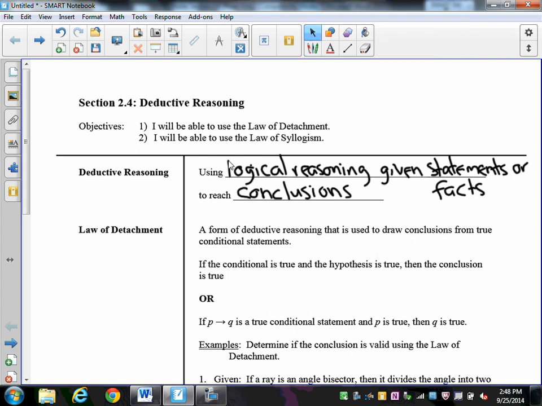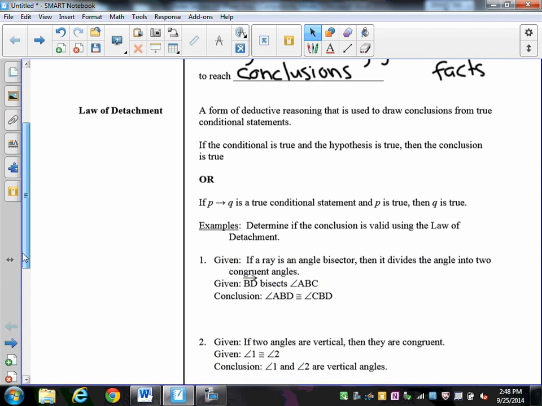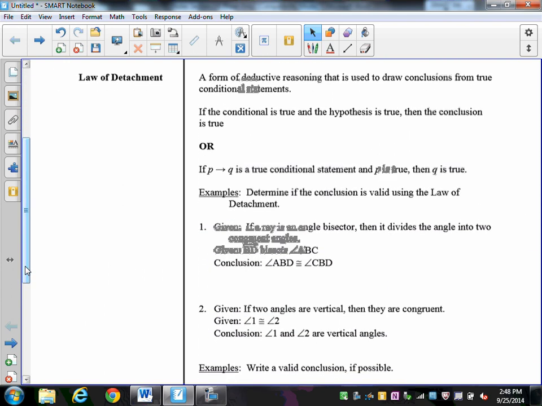So the two types of deductive reasoning that we'll talk about in this class are the law of detachment and the law of syllogism. The law of detachment is a form of deductive reasoning that is used to draw conclusions from true statements. If the conditional is true and the hypothesis is true, then the conclusion is true.